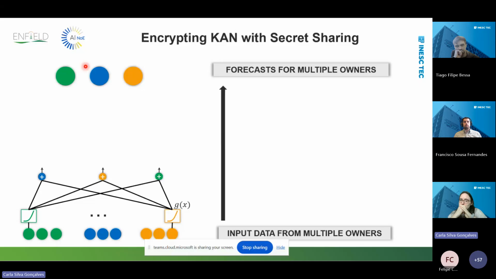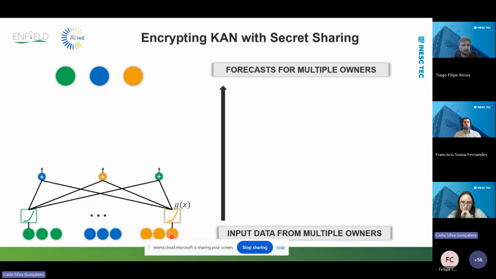Now, there is also the possibility of having encryption with other means for that. And Lucas Tippel was doing the PhD when he came to INESC TEC, and before he worked with secret sharing for multivariate regression trees, and we decided to apply it here as well. And the idea is, again, 3 data owners. They all want to do forecasts. They all have input features.